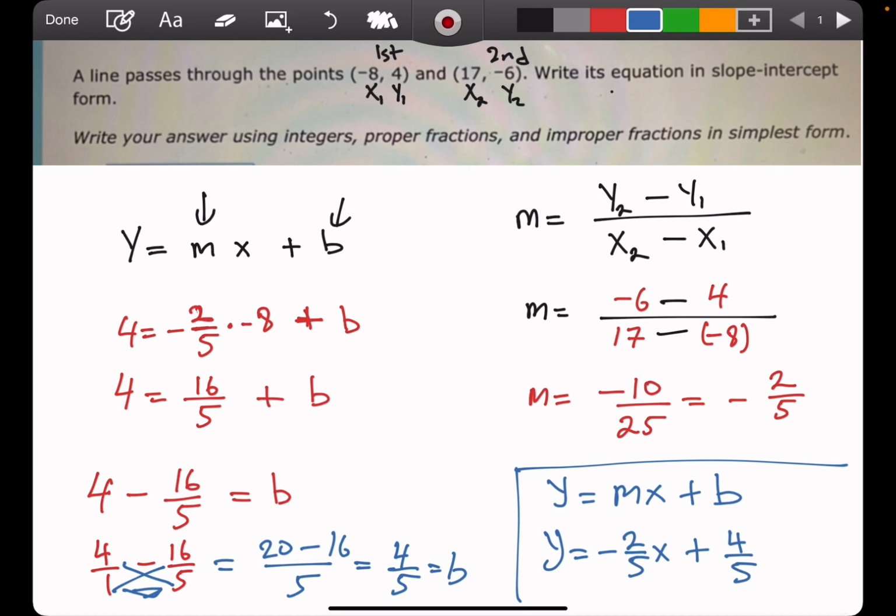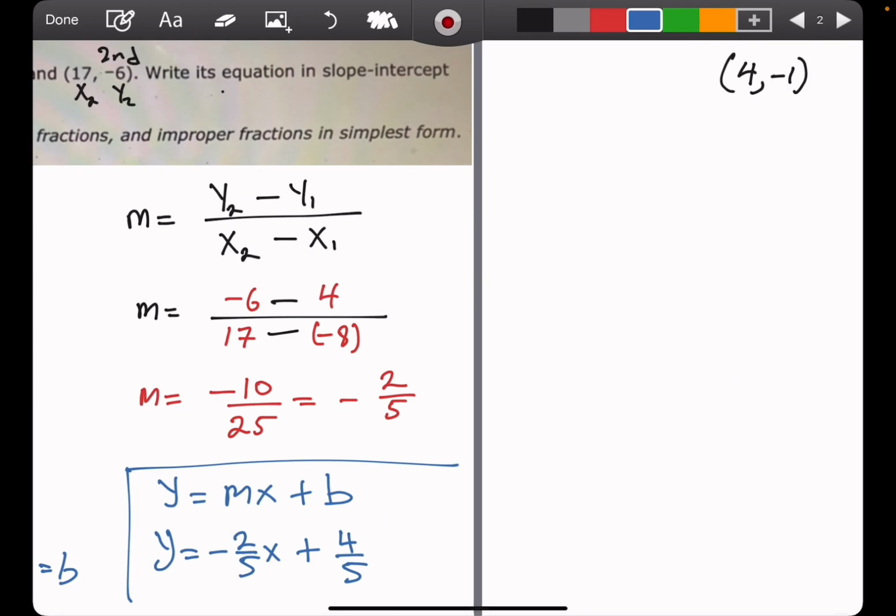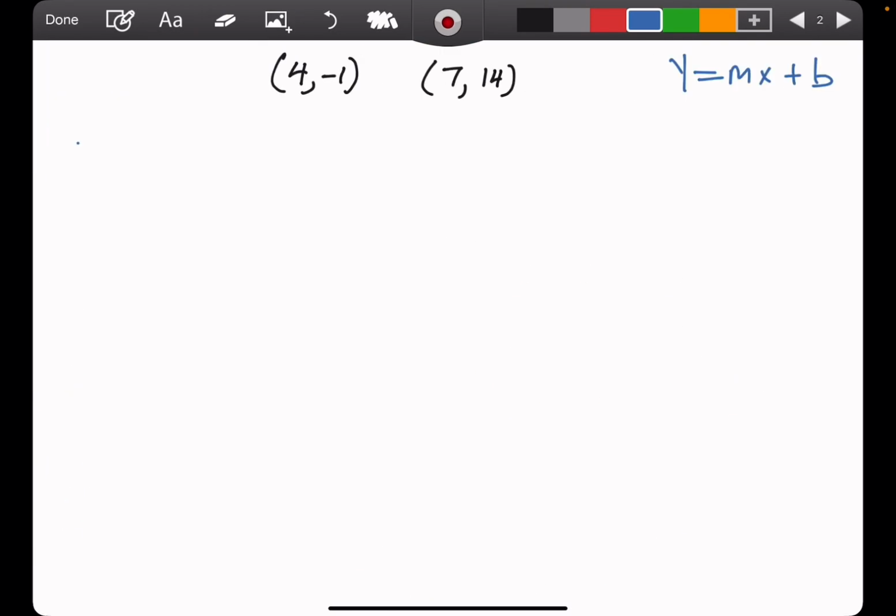Got it? Let's do another one. So we're going to have to find both. But I always like to find the m first. So m equals y2 minus y1 over x2 minus x1. Let me label the points: x1, y1, x2, y2. So y2 is 14 minus negative 1, over 7 minus 4.